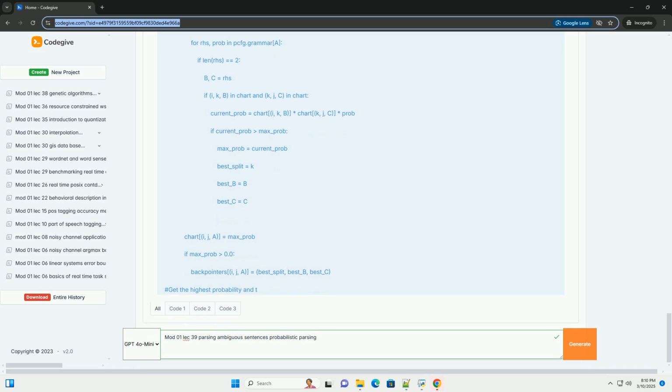3. Termination: after filling the entire chart, check if the start symbol S is in chart[0, n]. If it is, the sentence is parsable according to the grammar. The probability associated with S in chart[0, n] is the probability of the most probable parse tree.